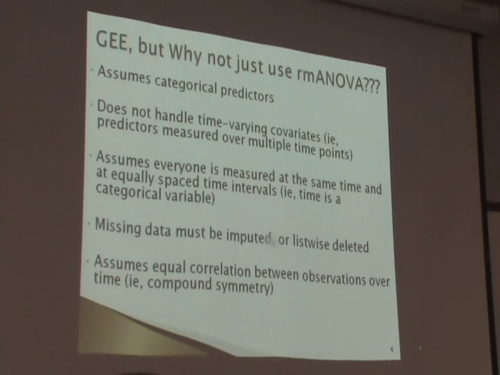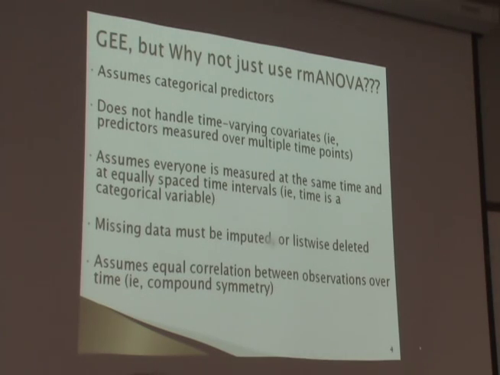ANOVA doesn't handle time-varying covariates, so repeated measures ANOVA will give us a time-varying outcome, but only a static predictor. So in GEE, we can have both time-varying independent variables and time-varying dependent variables. It's not necessary, but it's an advantage if those are the type of models that we want to run.